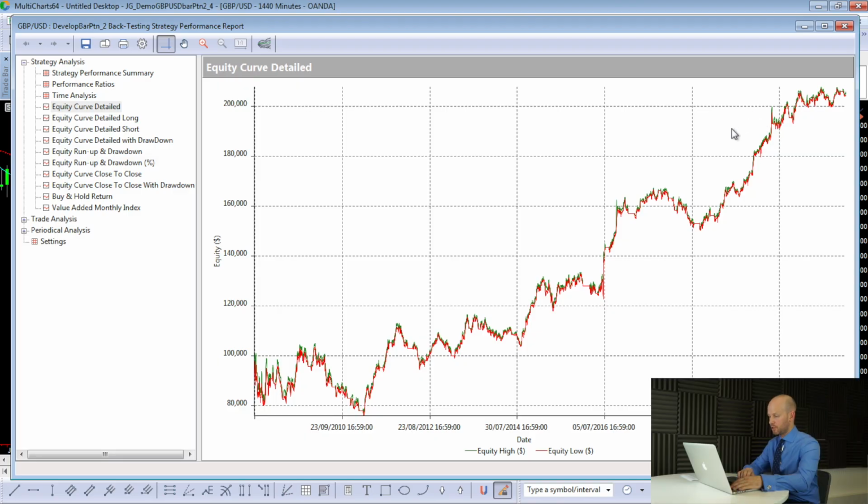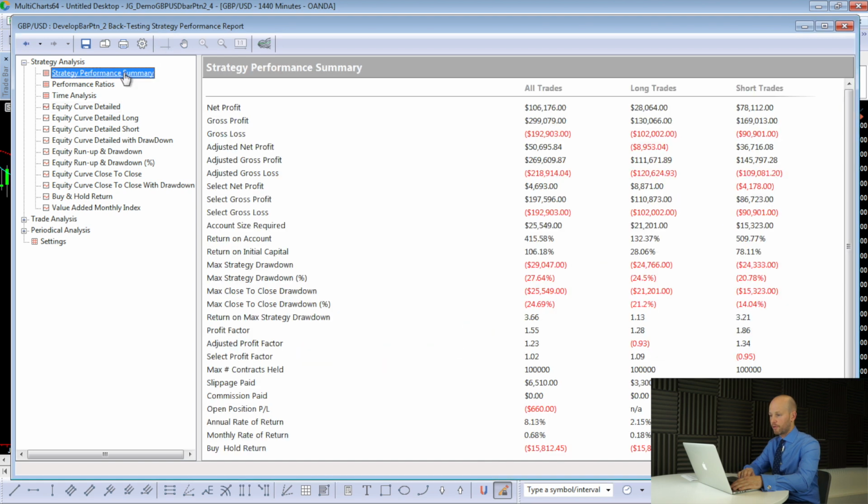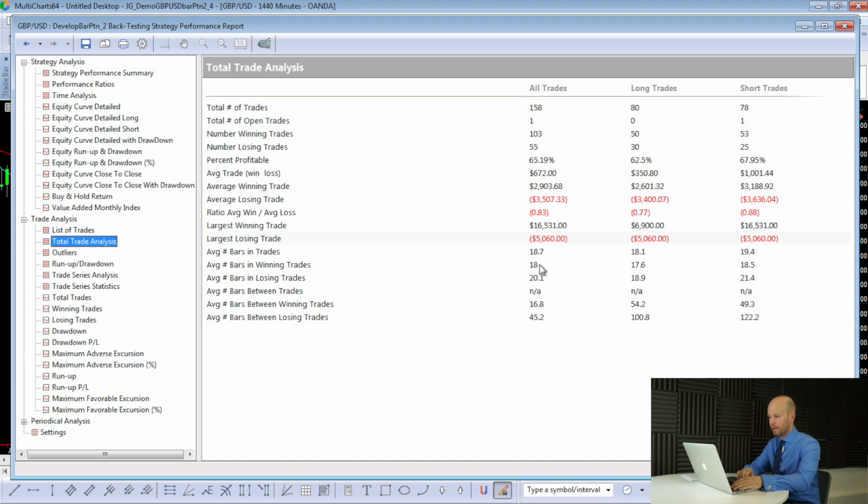Continuing on with this strategy then, with the 500 pip stop loss, the 35 bar exit, and this is the full data. Let's just have a quick look. We've got net profit of 106,000, and if we look at the total trade analysis, you'll see that average bars in trade is 18.7, almost 19 bars.